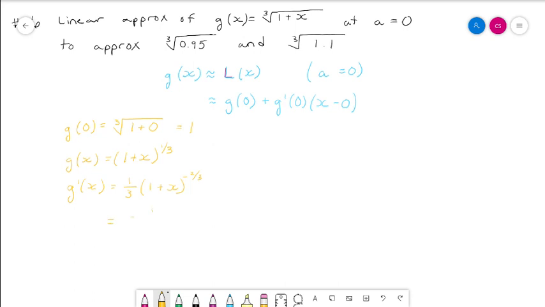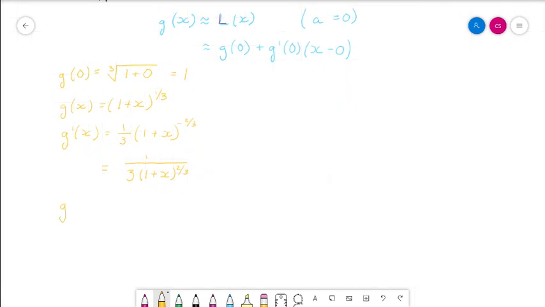Okay, so then we have to see, I'll clean this up a bit. Negative exponents means we're going downstairs. So then g prime of 0 is going to be 1 over 3 times 1 plus 0 to the 2/3. So 1 to the 2/3 is just 1. So we're looking at 1/3. All right, so we did all of this to plug in up here.